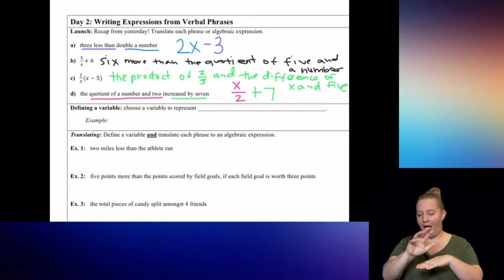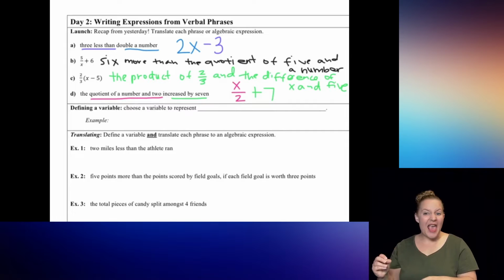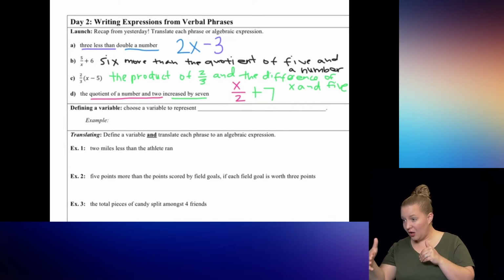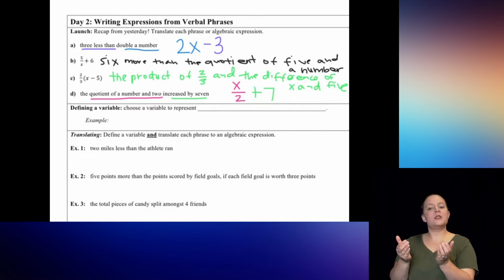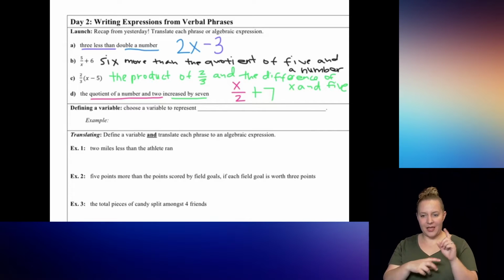And then the next one, C, this one is a little bit more difficult. So I kind of worded it a little bit different than we did on the day 1 notes. And I said the product of 2/3 and, which means that it's 2/3 and whatever else I list after it. So whatever else I list after it, that's why in the parentheses, it needs to be the difference of x and 5. So subtracting, and then x is listed first, so therefore we have x minus 5.